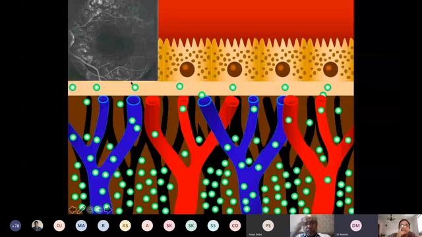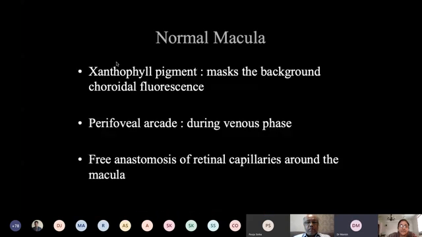Now, it is important for us to understand how the normal macula appears on an FFA. So why does it appear like a dark central zone? Basically, here we have the xanthophyll pigment, which masks the background choroidal fluorescence. So ideally the choroid is also there at the macula. Then why are we not seeing the choroidal flush? This is basically because of the blockage of the choroidal fluorescence, and that is because of the presence of the xanthophyll pigment, which is not allowing the choroidal flush to be seen in that area.